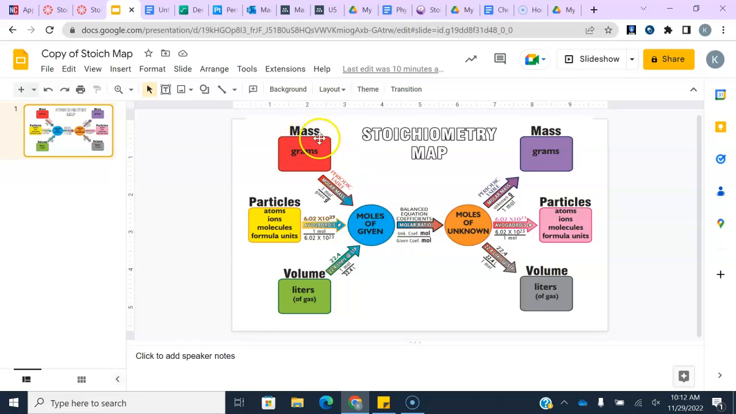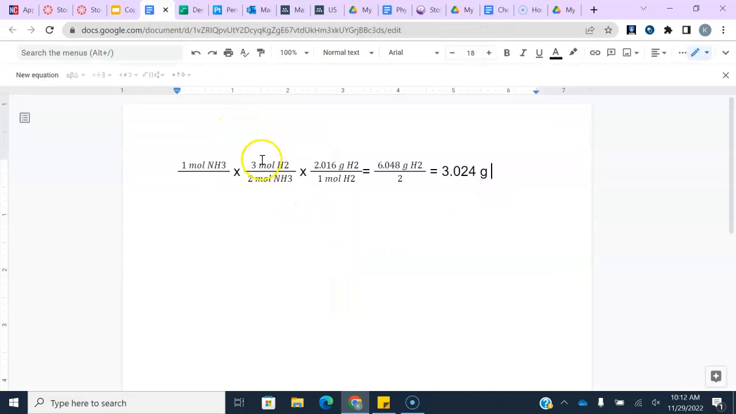Okay, so boxes are the units, arrows are the conversion factors. Each arrow is a step. So like for example, with this one, this was a step and this was a step. So we had 2-step conversions, right? This is what we started. We did 2 steps. Then we got our final answer.